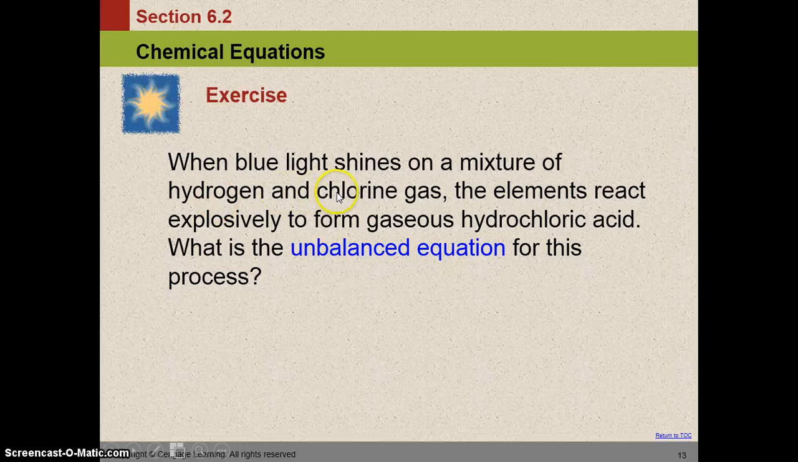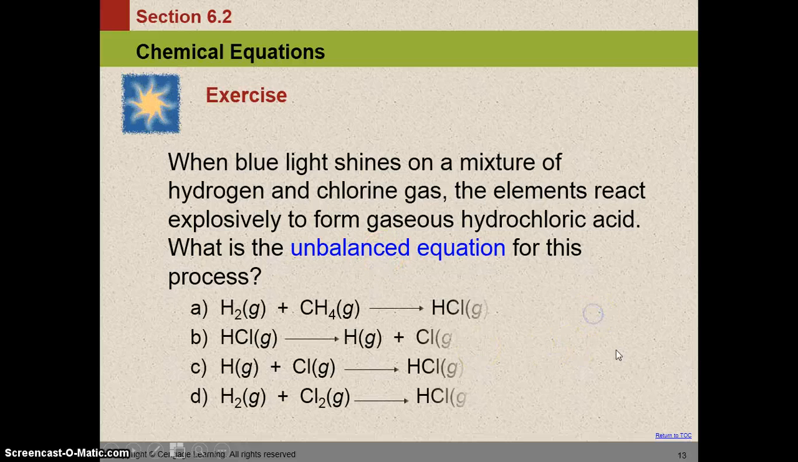Remember that hydrogen and chlorine are both diatomic, so it's H2 and Cl2. It tells you that they're gaseous. Not always do they tell you that. When they do tell you, you have to make sure you put it in the equation. I'll show you the example in just a minute. The elements react explosively to form gaseous hydrochloric acid. So react explosively, there's my arrow. The elements react explosively, and it points to the product, to form hydrochloric acid, which is gaseous, and it wants the unbalanced equation. So which one of these will it be?